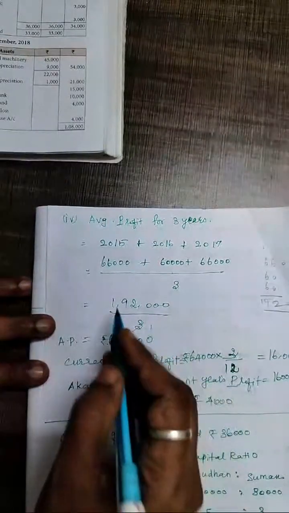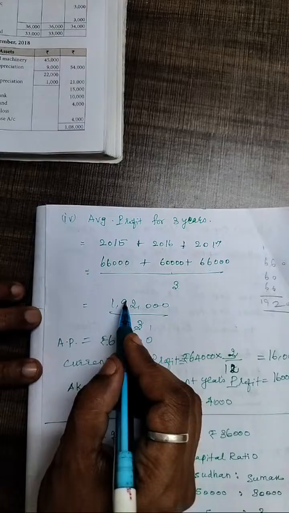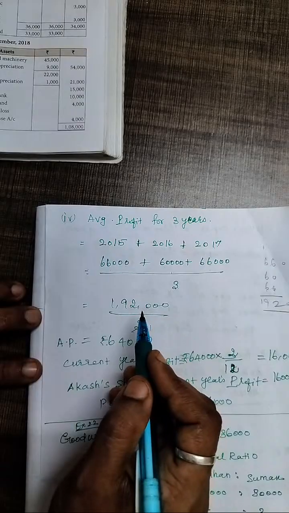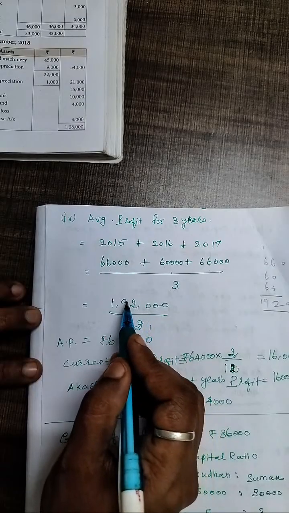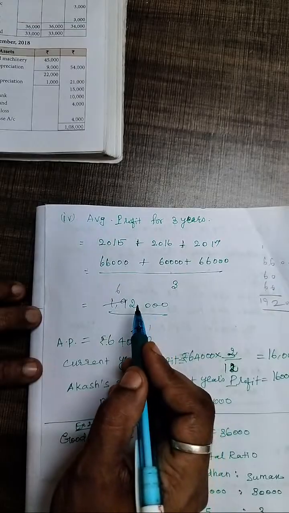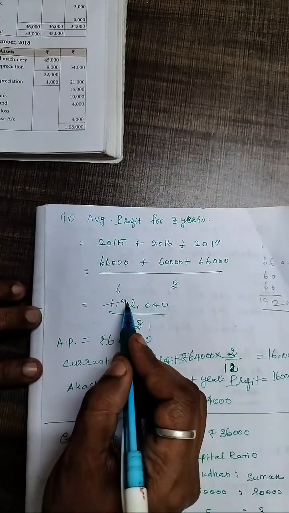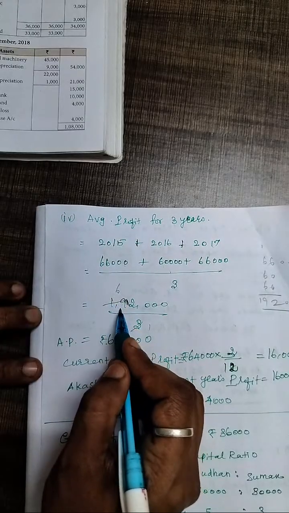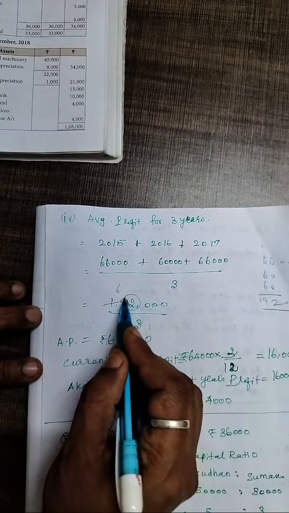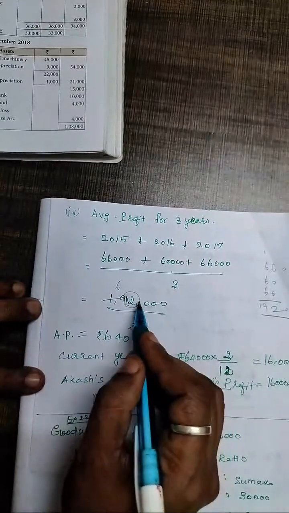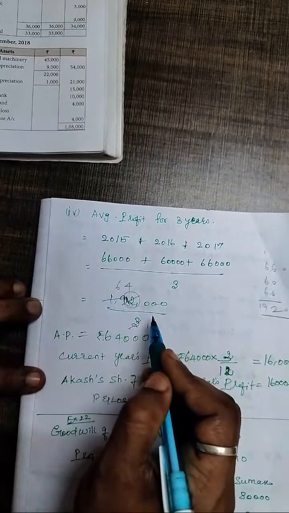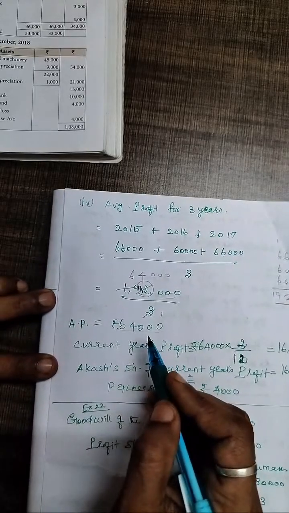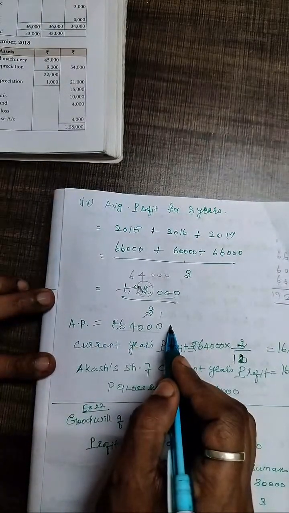Okay, 1 3 is 3. Six threes are 18. 19 minus 18, you get 1. It's converted into 12, right? So how many 3s are in 12? 4 3s are 12. Three zeros to be added here. So the average profit for 3 years is 64,000.